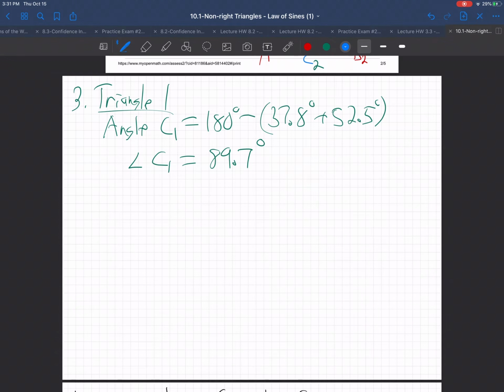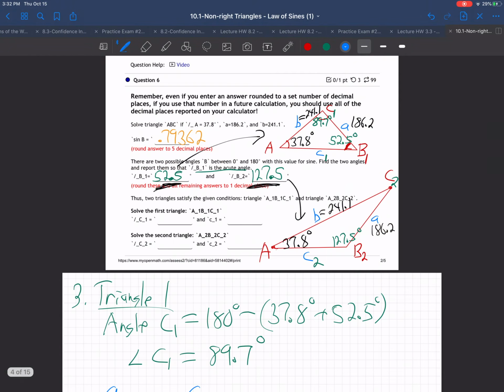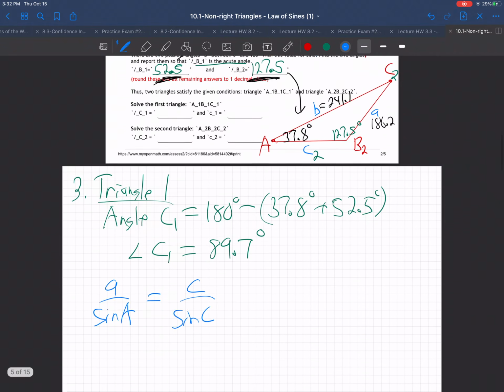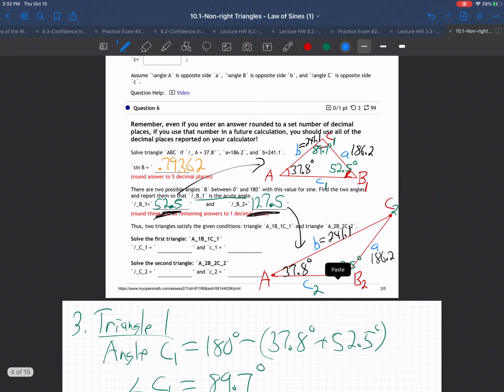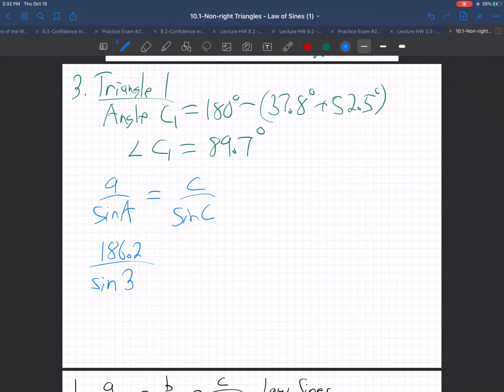I'm going to go A over sine A is C over sine C. And I know A is 186.2 over sine of capital A, which is 37.8 degrees, equals C, which I'm trying to find, over sine of C, which I now know is 89.7 degrees. Okay, so you know the drill here, right? Diagonal, diagonal, cross multiply.